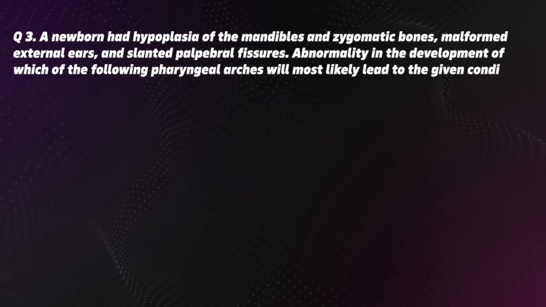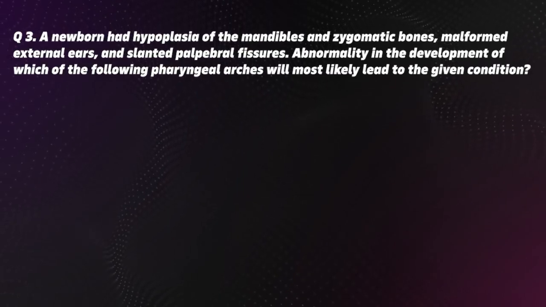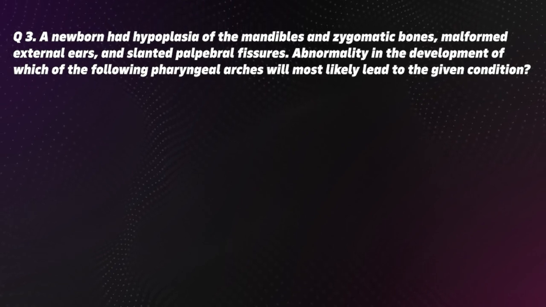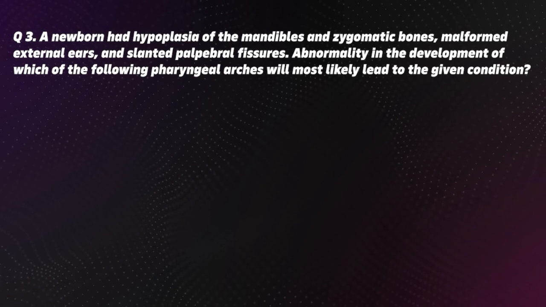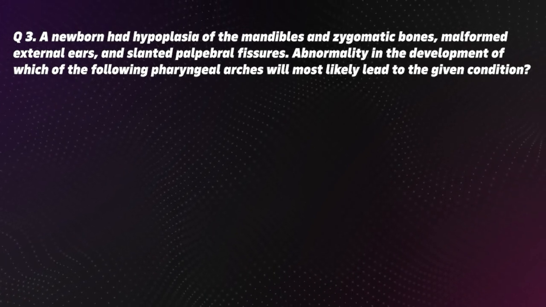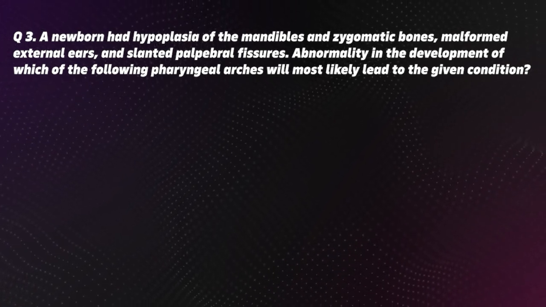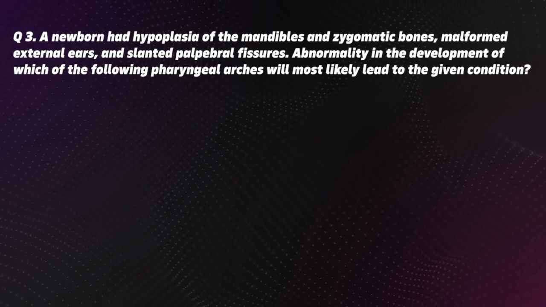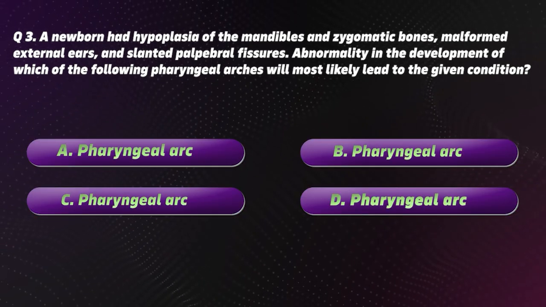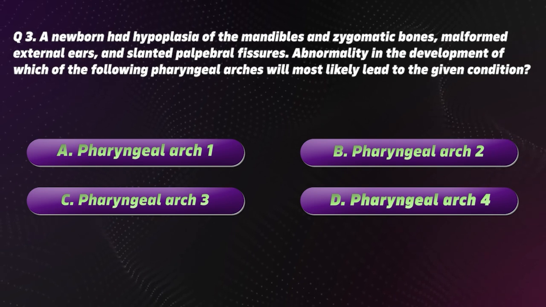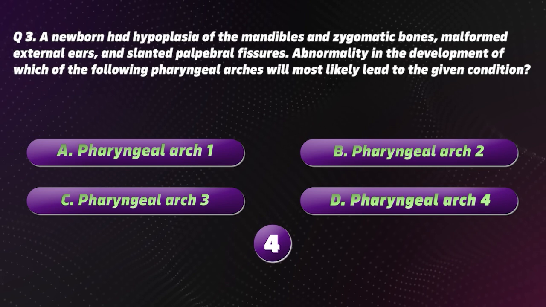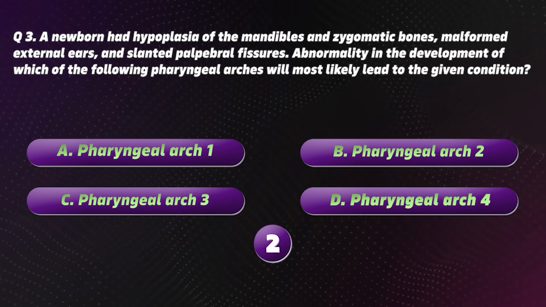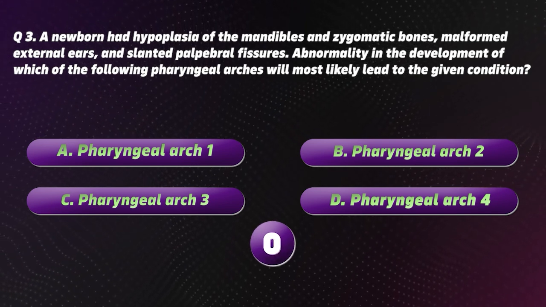Question 3. A newborn had hypoplasia of the mandible and zygomatic bones, malformed external ears, and slanted palpebral fissures. Abnormality in the development of which of the following pharyngeal arches will most likely lead to the given condition? Here are the options. A. Pharyngeal arch 1. B. Pharyngeal arch 2. C. Pharyngeal arch 3. D. Pharyngeal arch 4. And the correct answer is option A.